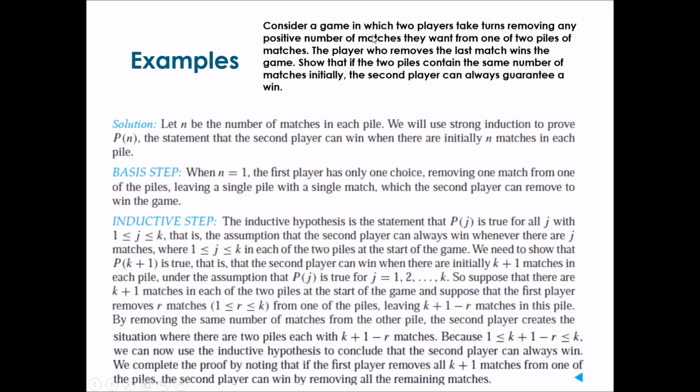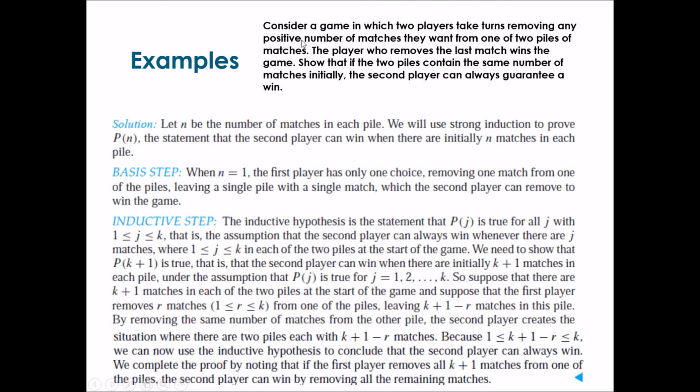Next example. Consider a game in which 2 players take turns removing any positive number of matches they want from one of 2 piles of matches. The player who removes the last match wins the game. Show that if the two piles contain the same number of matches initially, the second player can always guarantee a win.